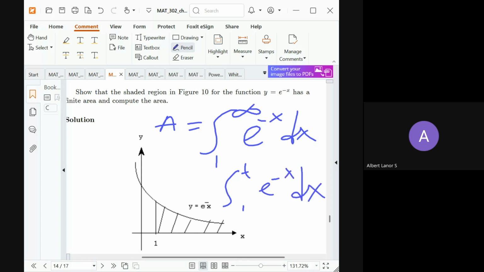Maybe let me give you 2 minutes to do this integral. And when we finish, we'll find the limit as t goes to infinity. So 1 minute to find the integral of e to the minus x dx. Substitute the limits into it quickly.